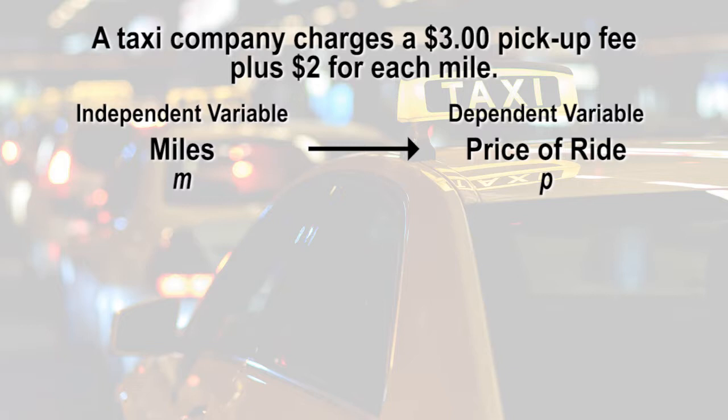Let's write an equation that describes the total price of a taxi ride, with M representing the number of miles and P representing the price. Since every taxi ride includes a $3 pickup fee, we will start the equation with the constant 3. We will then multiply the number of miles by 2. 3 plus 2 times the number of miles equals the price of the taxi ride.